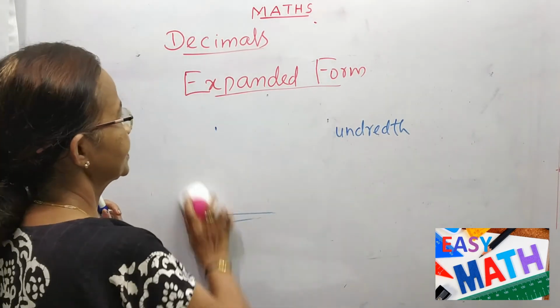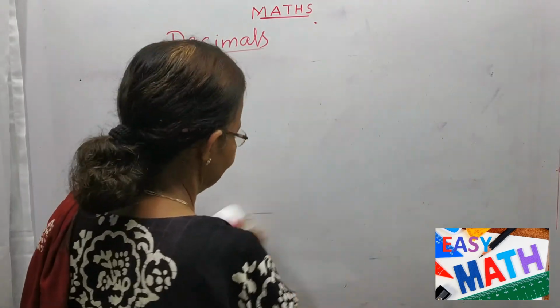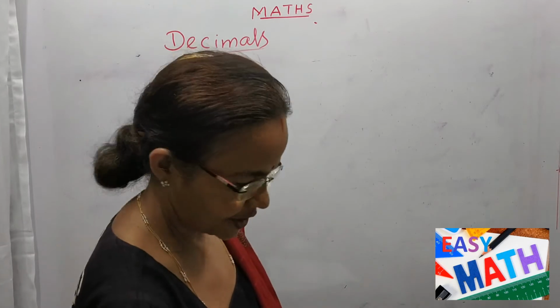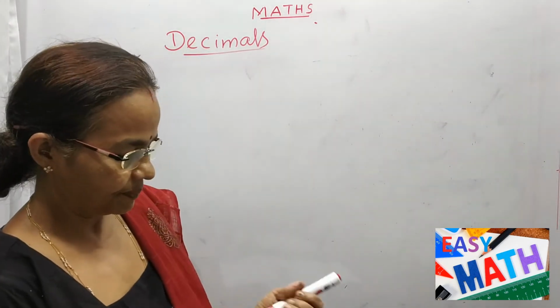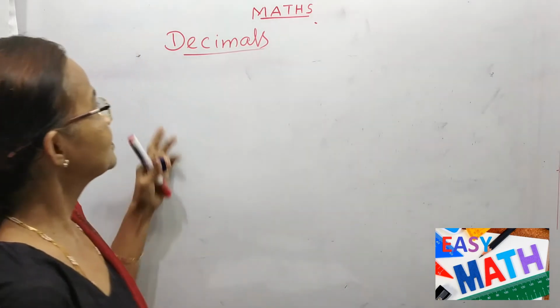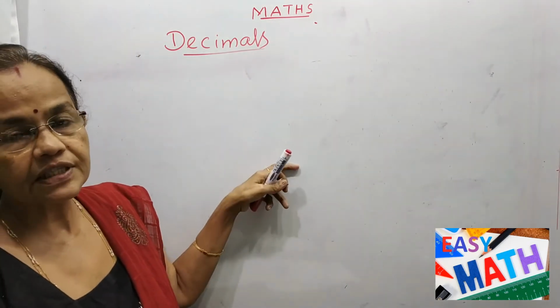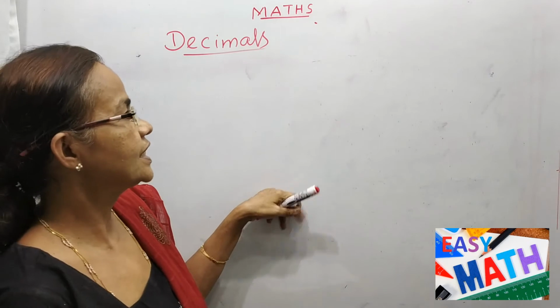Okay, then what are the things we studied today? That is, first is the meaning of decimals. Decimals means decimals are fractional numbers with the denominator 10, 100, 1000, etc.